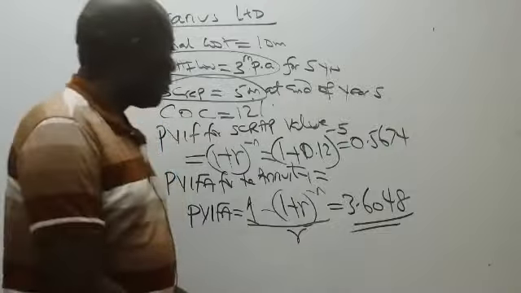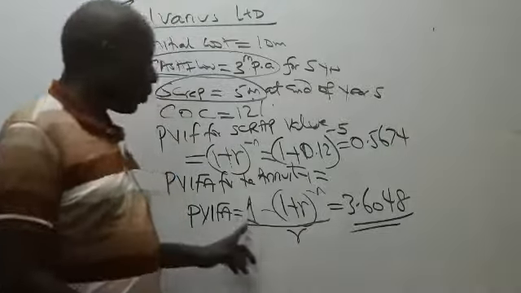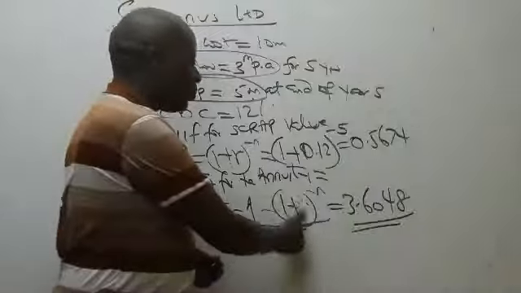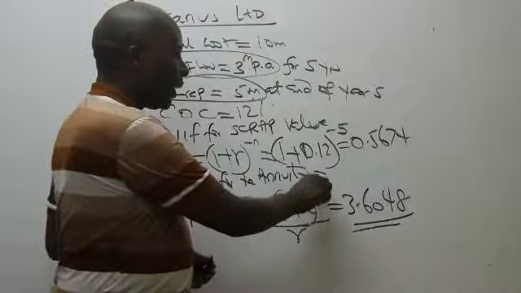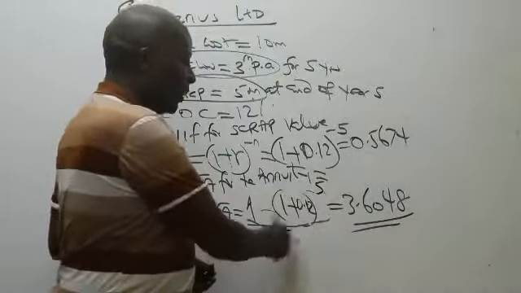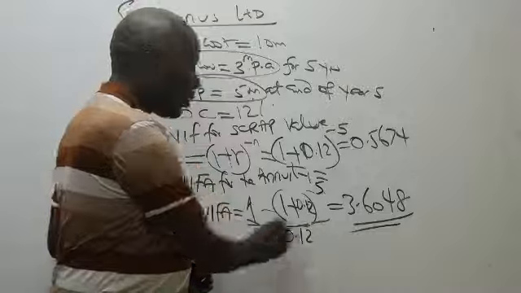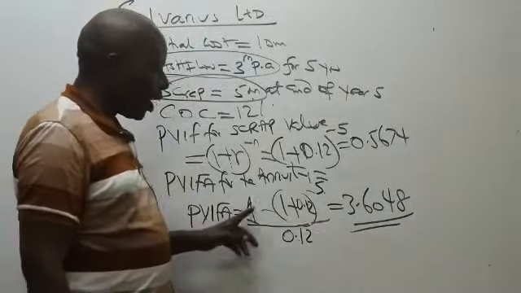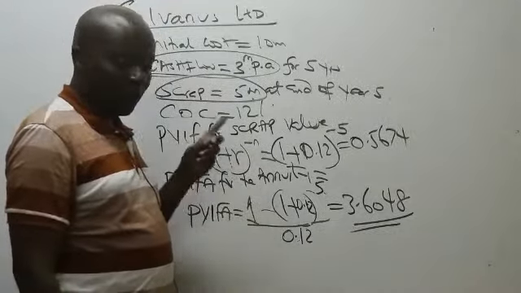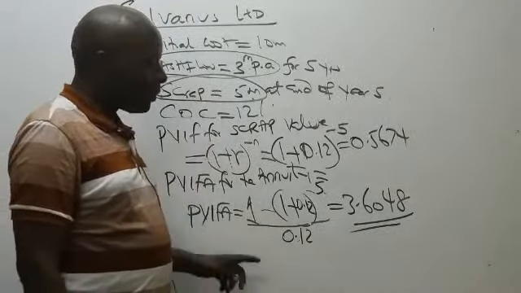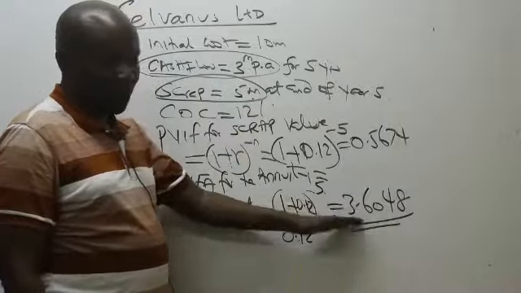Great. So remember what they've just done. They've taken 1 minus 1.12, where R is 0.12, raised to negative 5, divided by R itself, which is 0.12. So 1 minus 1.12 raised to minus 5, divided by 0.12, they got this 3.6048.